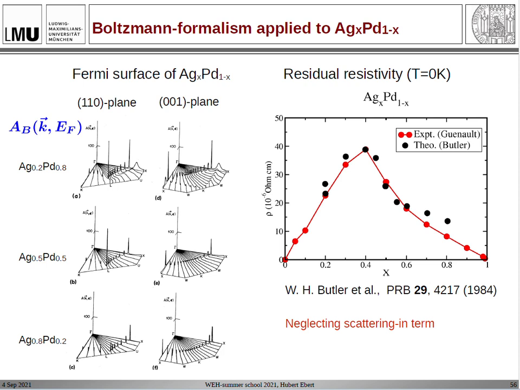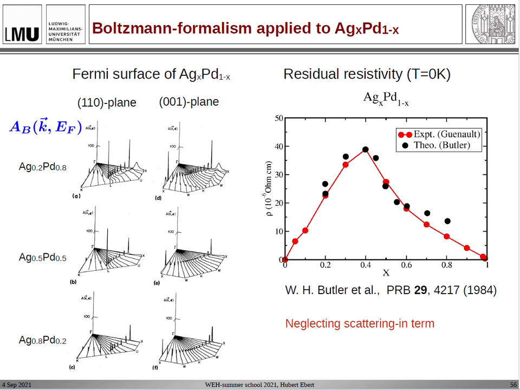and he also calculated the group velocity and used the standard expression for Boltzmann transport to get, in this case, the residual resistivity for silver-palladium alloys at T equals 0. And so you see the result is astonishingly close to the experimental data. So that means these lifetimes have a real meaning, and you can really see it here in the numbers.